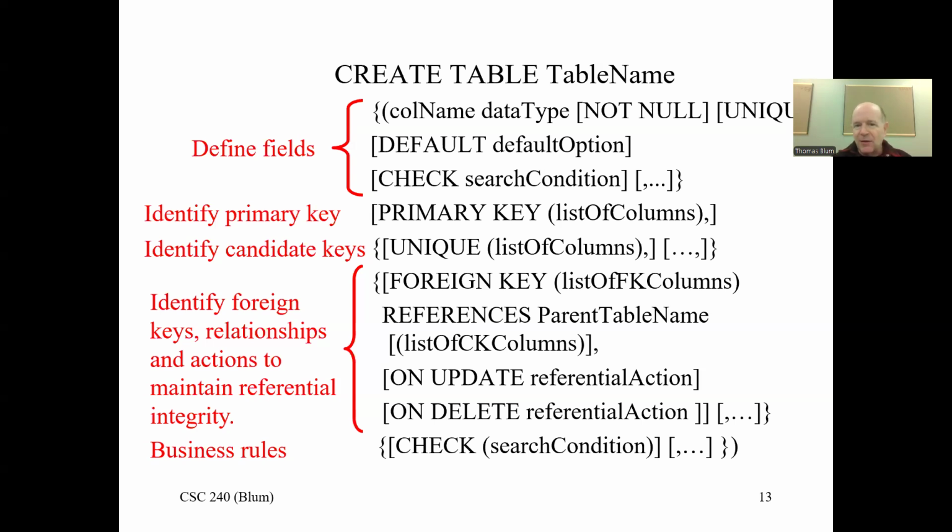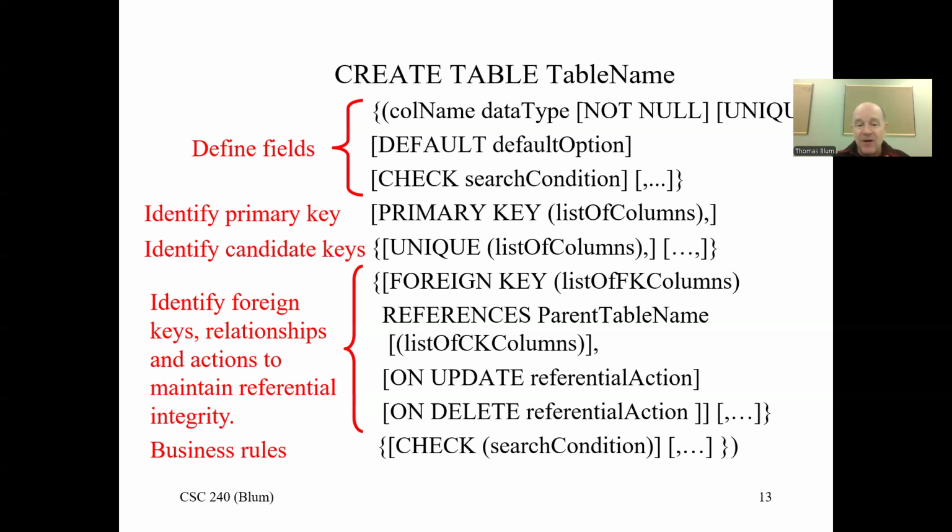So there's a repetition of defining fields. There could be many, many fields. We can specify a primary key. It may be one field or a collection of fields if it's composite. There may be candidate keys, so we can do unique, and there can be more than one candidate key. The curly brackets there represent a set of things. So there could be many fields we define at the top, and many candidate keys.